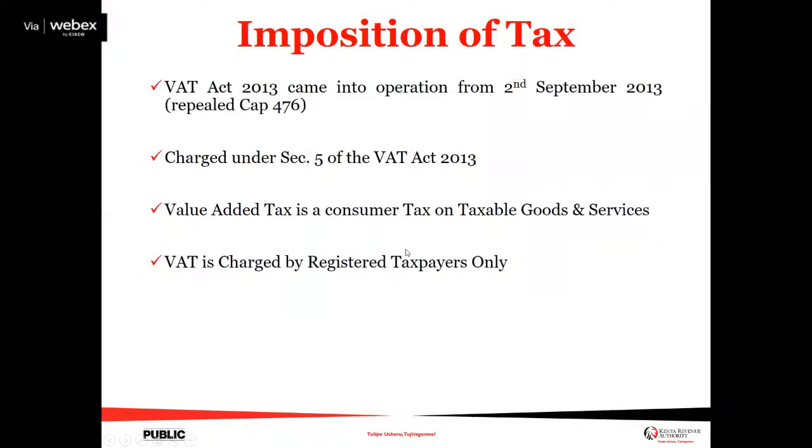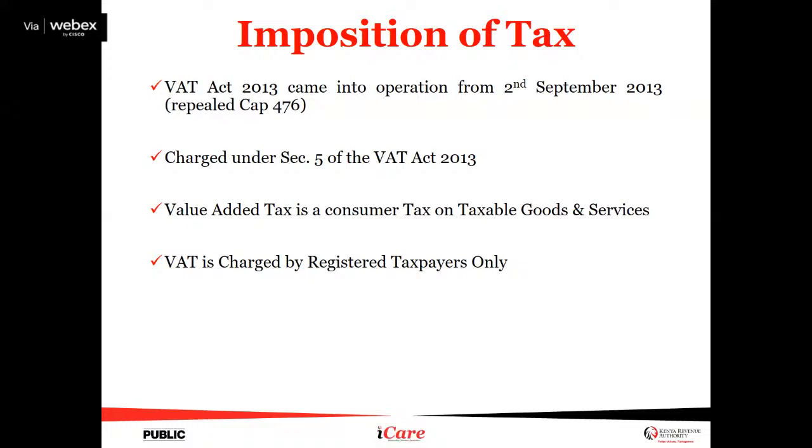So we were discussing the imposition of tax, and I just wanted to specify and remind our dear listeners that VAT is a consumer tax, meaning this tax is paid by the final consumer of a good or a service. And the person who's supposed to pay VAT is the registered VAT taxpayer only.